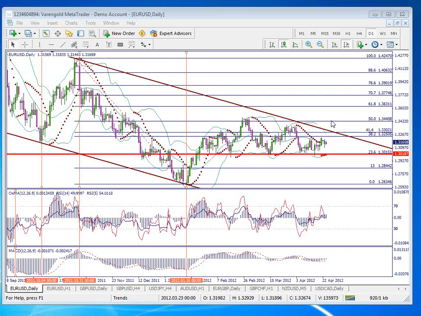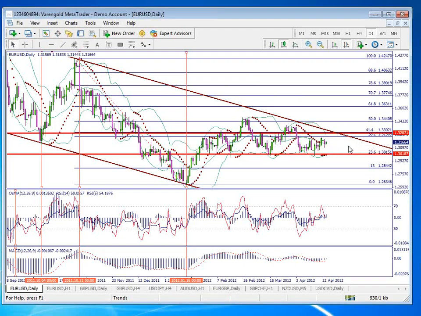Okay, so now we can consider that we are in one channel between 133 and 130, for the short period. So this will be the place where the pair will swing.